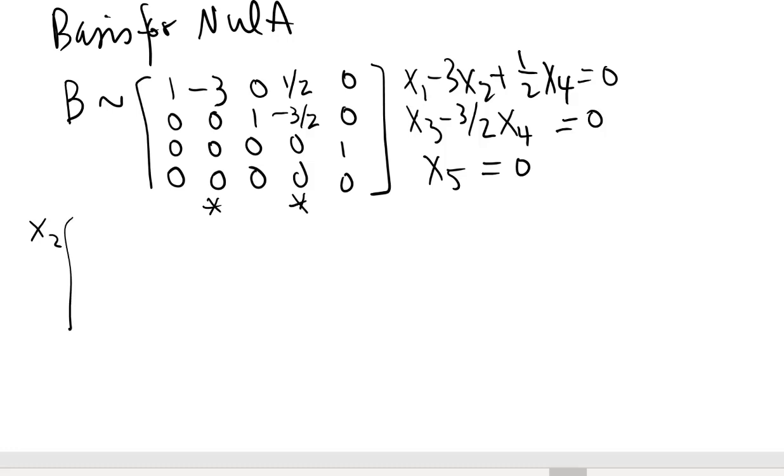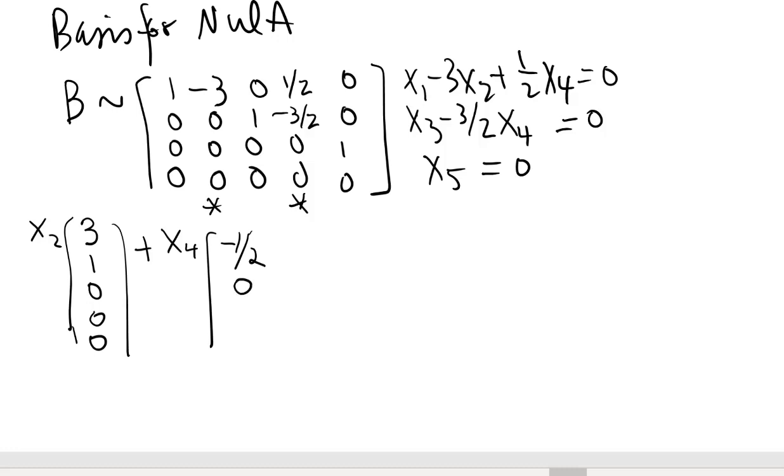So the part that depends on x2 is going to be 3. X3 does not depend on it. X4 and x5 don't depend on it. And the part that depends on x4 is going to be negative 1/2. X2 does not depend on it. 3/2 for x3. x4 itself, and x5 does not depend on it. So there's the 2 vectors, and they will span null of A.